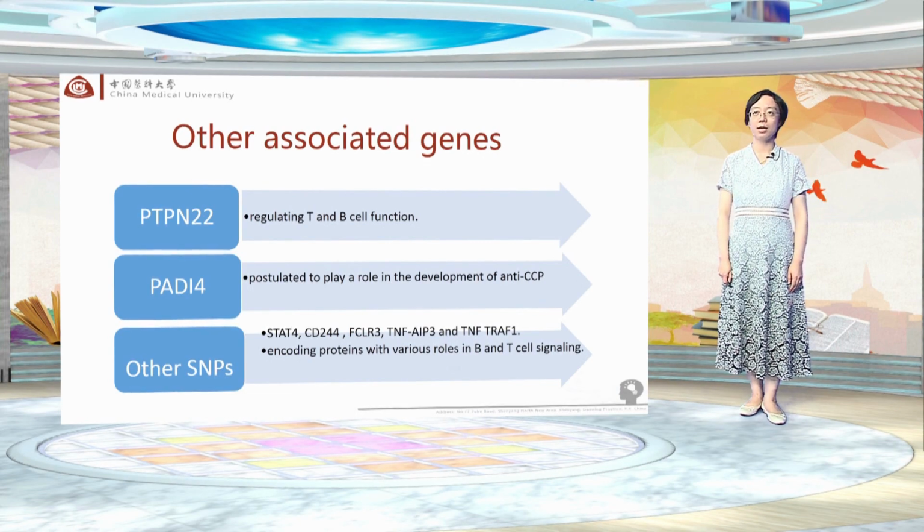Among the best examples of the non-MHC genes contributing to the risk of RA is the gene encoding PTPN22. It varies in frequency among patients. It encodes lymphoid tyrosine phosphatase. This enzyme can regulate T and B cell function. The PADI4 gene is another risk allele that encodes an enzyme involved in the conversion of arginine to citrulline and is postulated to play a role in the development of antibodies to CCP. A polymorphism in PADI4 has been associated with RA only in Asian populations. There are some other SNPs associated with RA, such as STAT4, CD244, etc. These genes participate in encoding proteins with various roles in B and T cell signaling.